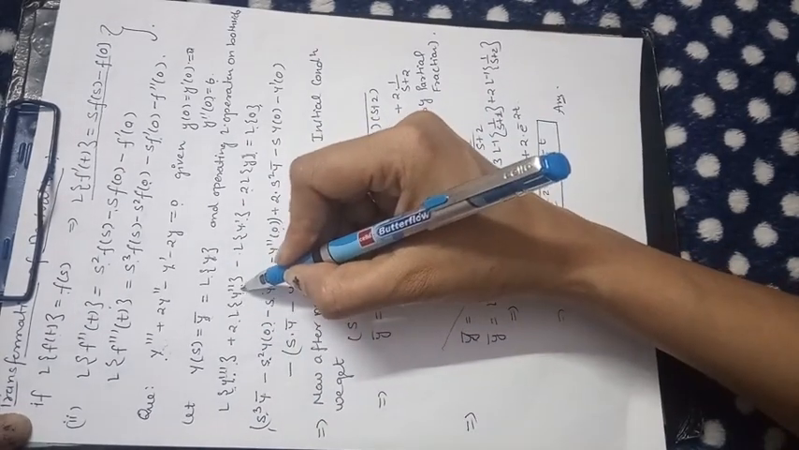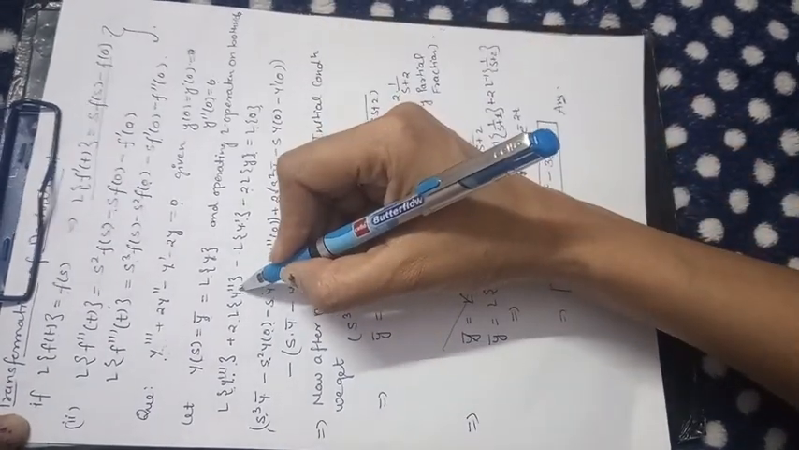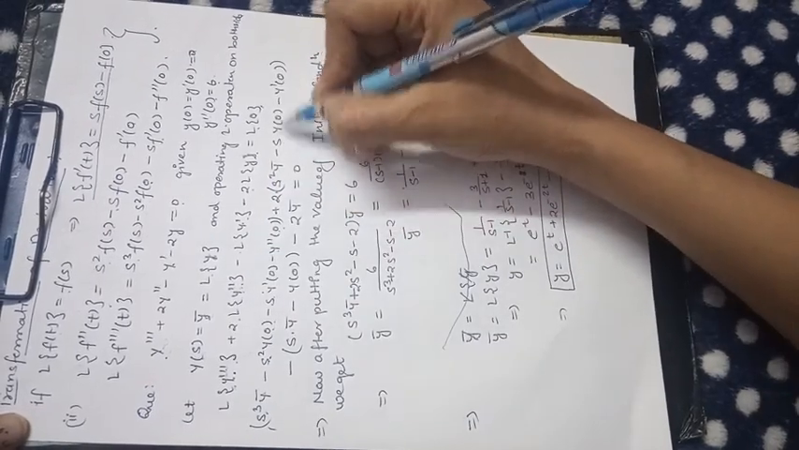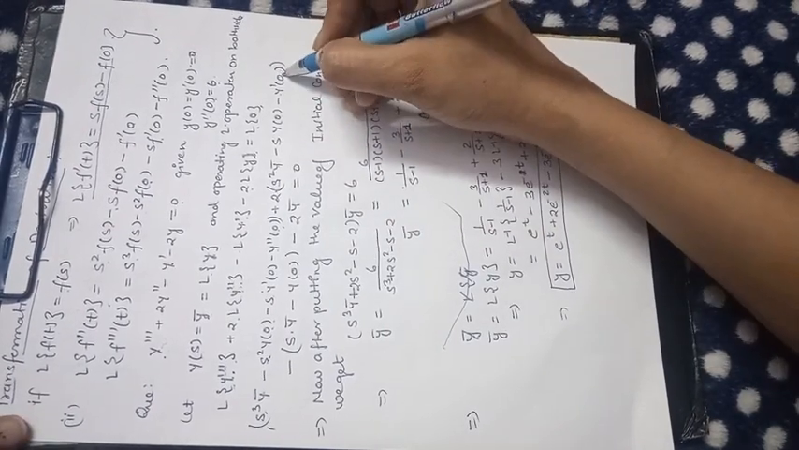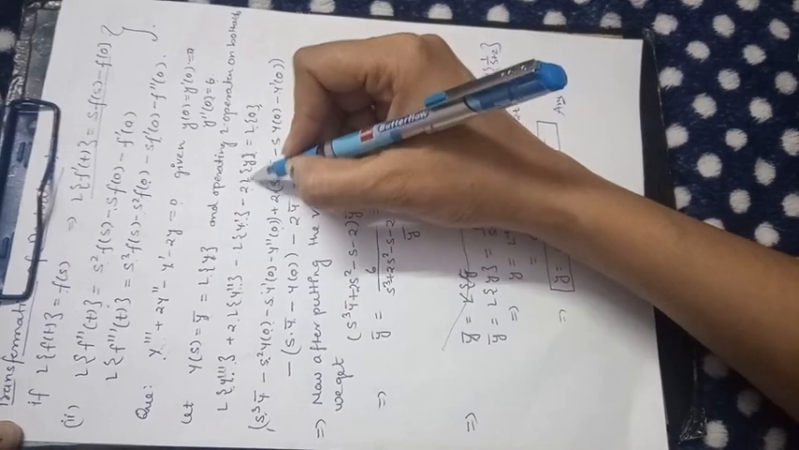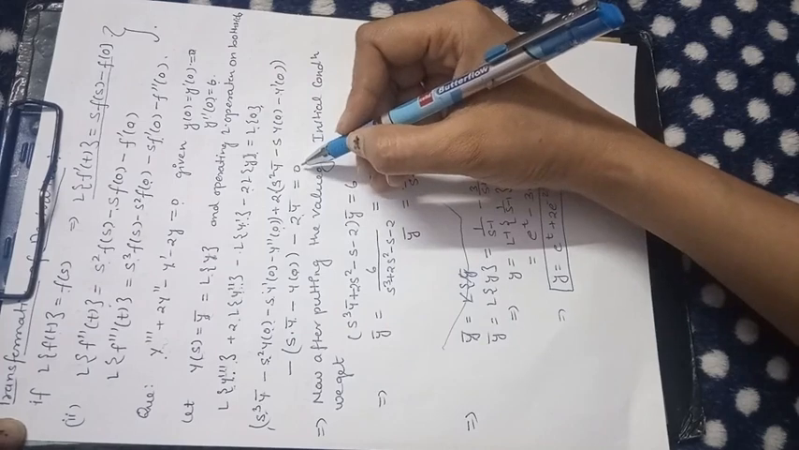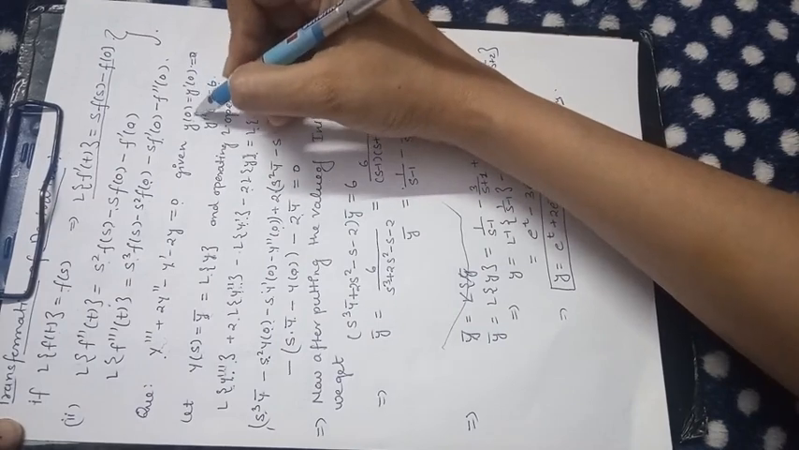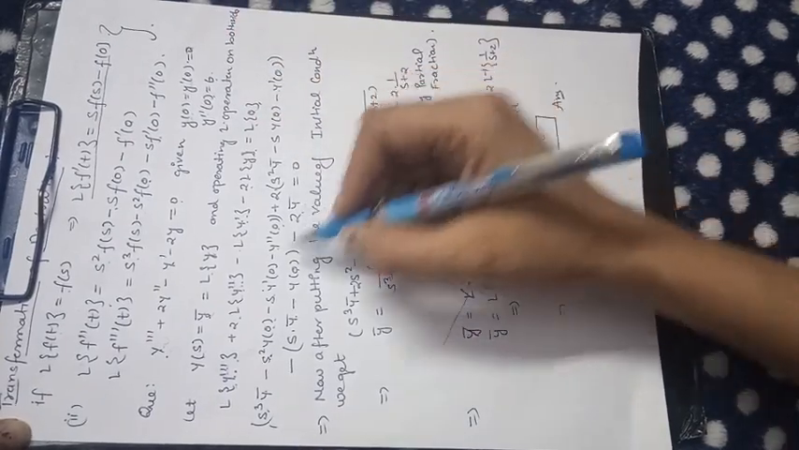Now 2 into the Laplace transformation of the second derivative of y. For the second derivative, you have to start from s², s and then s⁰, multiplied by y bar and y(0) and y'(0). Similarly, the Laplace transformation of the first derivative is s into y bar minus y(0), and lastly the Laplace transformation of y is written as y bar only, and the Laplace transformation of 0 is equal to 0. Okay, now put the values of the initial conditions: y(0) = 0, y'(0) = 0 and y''(0) = 6.